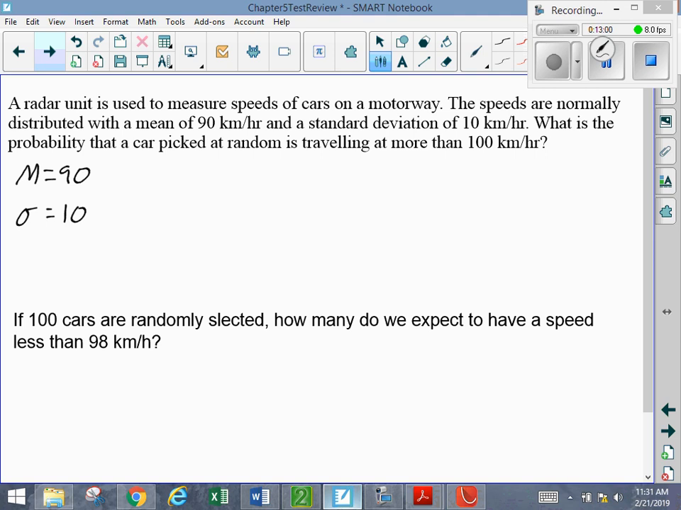So in other words, since it's normally distributed, the distribution looks approximately like this, with our mean in the middle here at 90, and a hundo is somewhere right around here, right? Probability that it's more is going to be the same as the area of this shaded region.